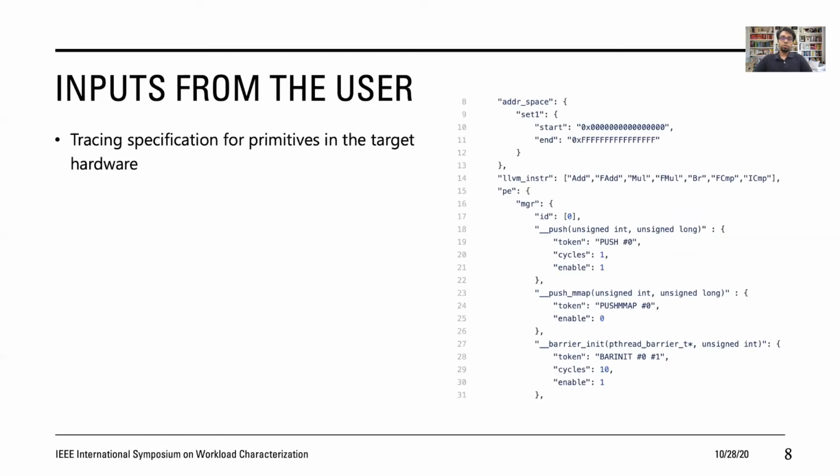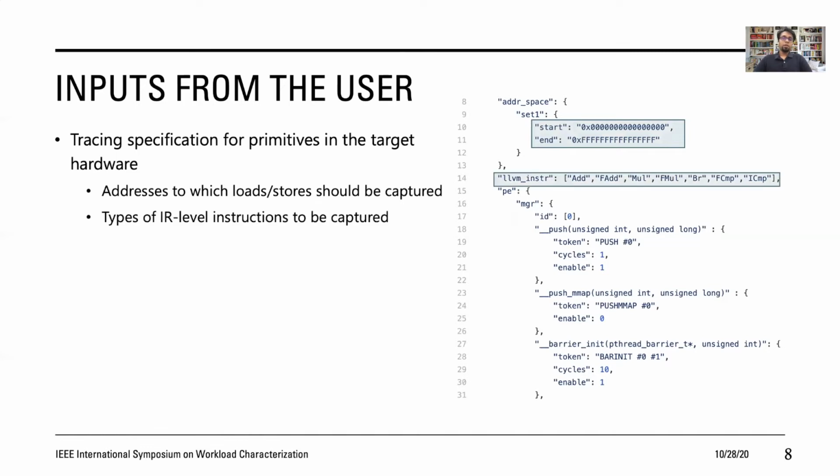We provide the user with a template specification file that is modified to model the target. Some of the information contained in this file are the address space to which memory accesses are captured, the types of intermediate representation instructions to be captured, latencies of operations, and so on. The cycles parameter, for instance, in this case, can be increased to model a slower PE or decreased for a faster PE.